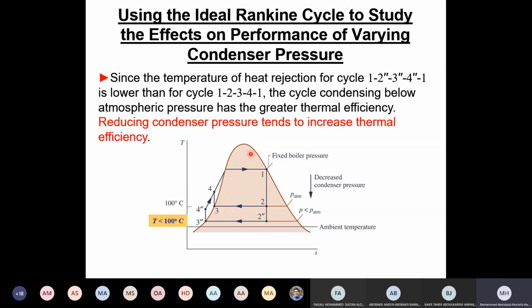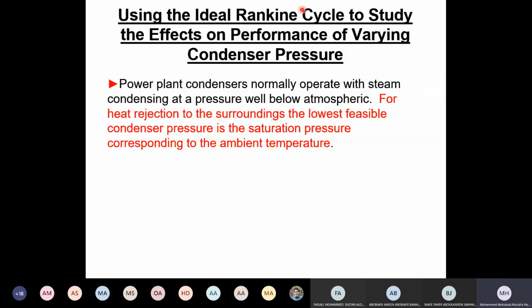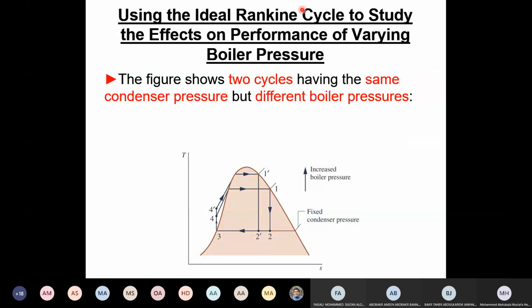Okay, so in this case, let me go back. In this case, I want to increase the pressure. So now this is the original one. Let us go to the original one again. Let me go here. I think this is the condenser pressure. The second one is to increase the boiler pressure. So now the other choice, instead of increasing this, I can increase this.